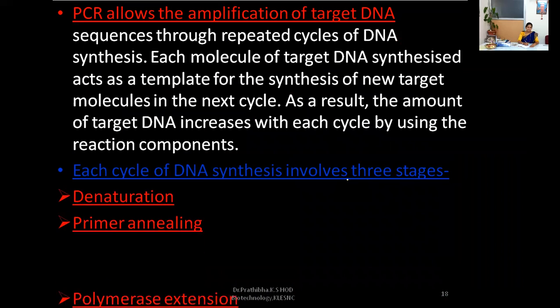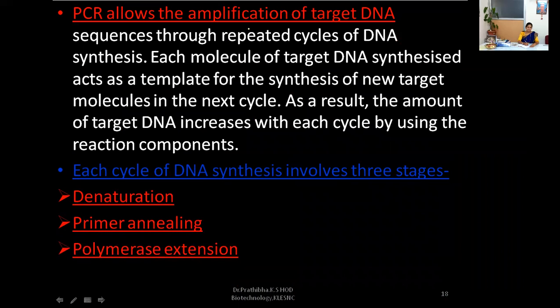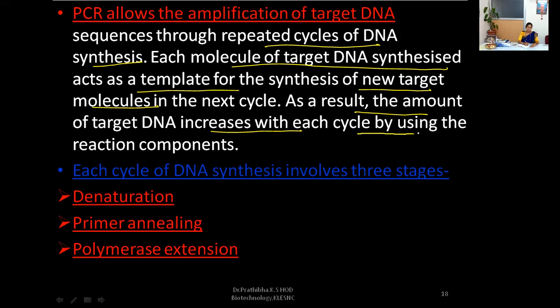PCR allows the amplification of target DNA sequences through repeated cycles of DNA synthesis. That's why it is called a thermal cycler. Along with a series of temperatures, there are so many cycles we are going to repeat, that's why it is called a cycler. Each molecule of target DNA synthesized acts as a template for the synthesis of new target molecules in the next cycle. As a result, the amount of target DNA increases with each cycle using the reaction components.